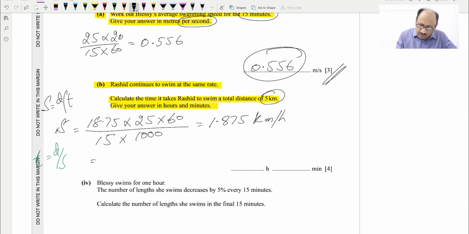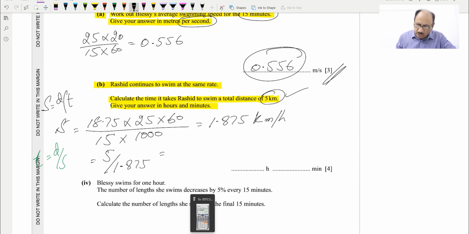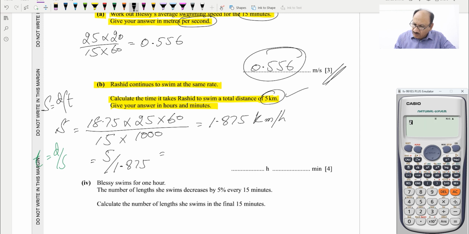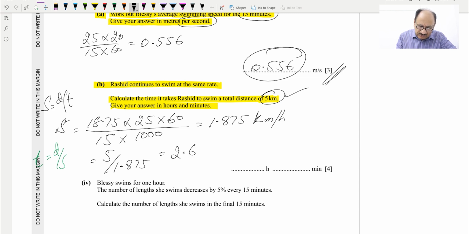Our distance is 5 kilometers, so 5 kilometers divided by this speed, which is 1.875. Now both are in kilometers and hours, so no need for any conversion. So 5 divided by the answer is equal to 2.66, or we can write 2.67, and we need the time in hours and minutes.